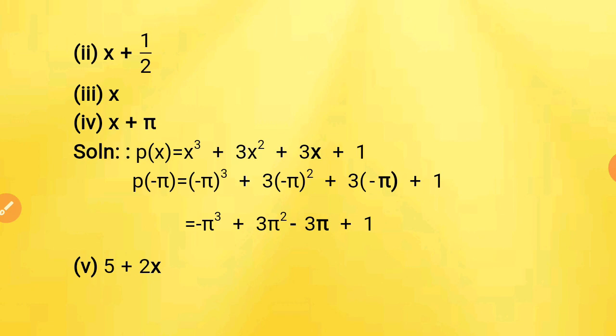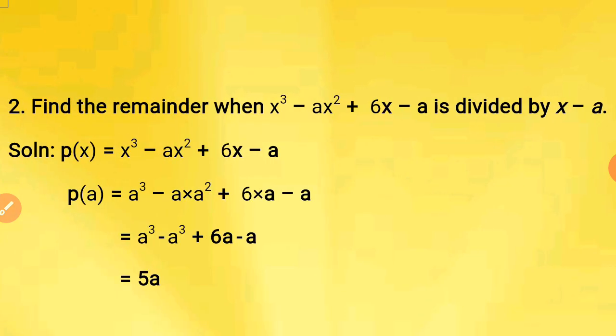Now the fifth sub-question, it is 5 plus 2x. So again you are going to equate it to 0. So in that case 2x will be equal to minus 5 and x will be equal to minus 5 by 2. So in this case x is to be substituted as minus 5 by 2. So you can try it again on your own.